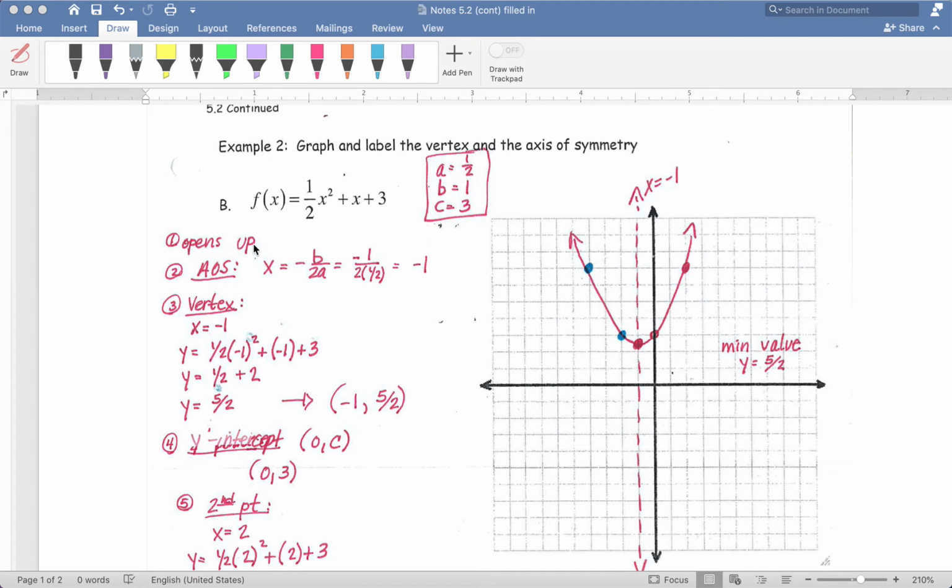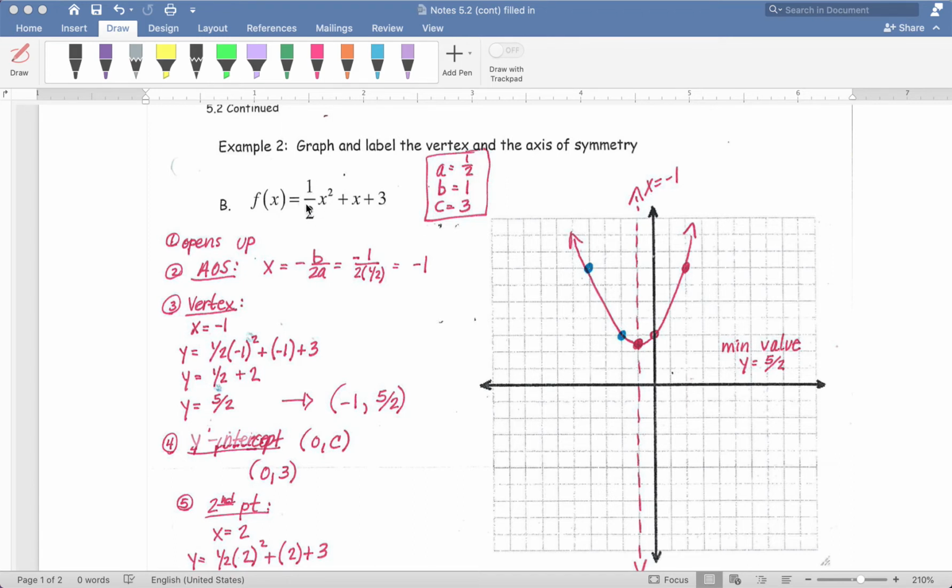All right, so this thing opens up. Leading coefficient is positive, so it opens up. We got a smiley face. The axis of symmetry, you get the axis of symmetry by setting x equal to negative b over 2a. Folks, you have to identify the a, b, and c.